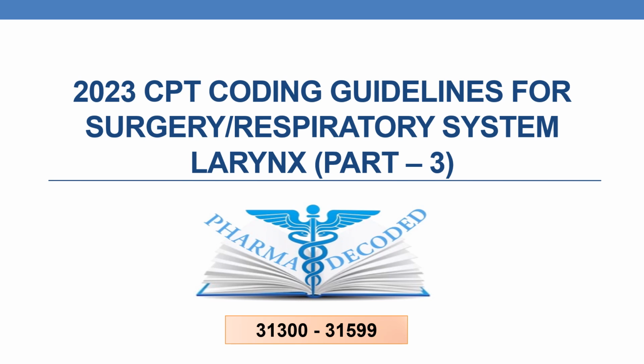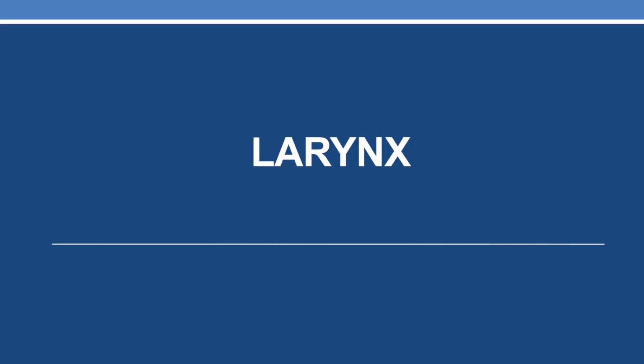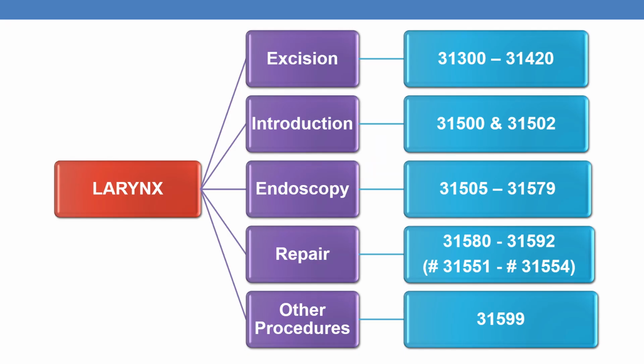Hello everyone, now let us discuss 2023 CPT coding guidelines for surgery respiratory system part 3. In the current session we will be discussing larynx, and the CPT range is 31300 to 31599. First of all, coming to larynx, it is again divided into excision, introduction, endoscopy, repair and other procedures.